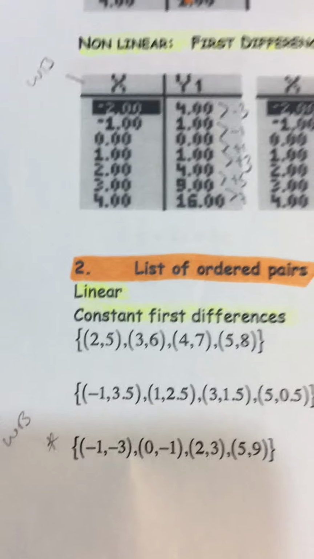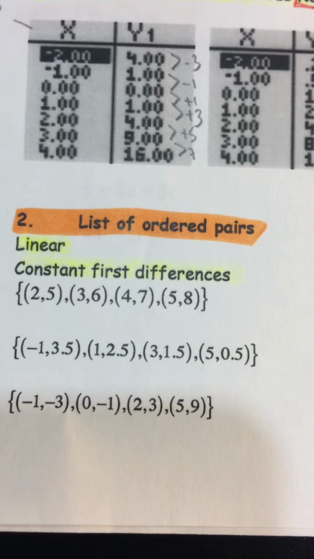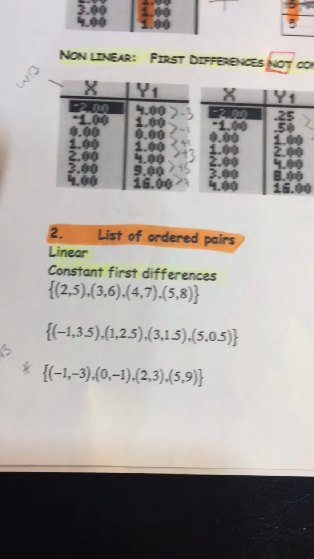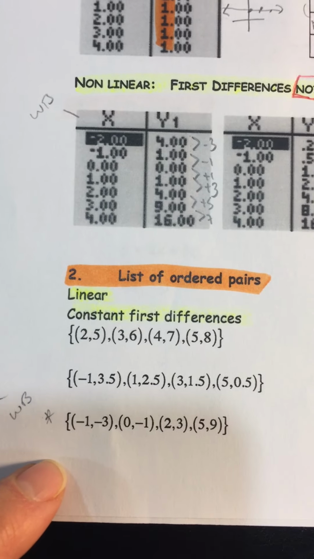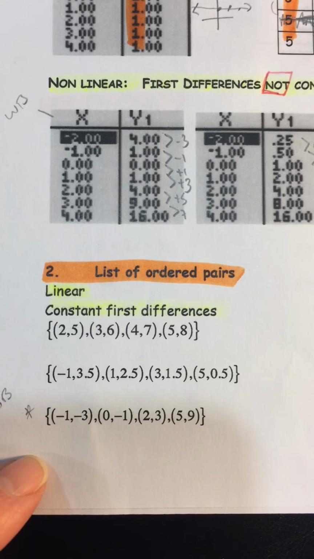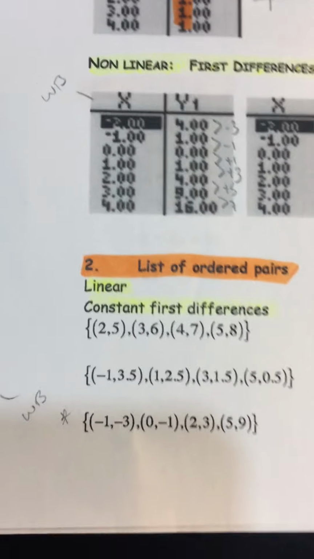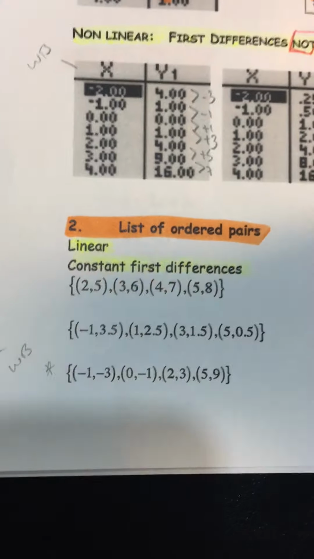Okay, so let's go to number 2. Number 2 is showing that relations can be listed as ordered pairs. So this was in table format, and this is in ordered pair format. And you do the same thing here to decide whether it's a line or not. It's just visually not as nice. I'm not going to do them all, but I'm just going to show a couple.